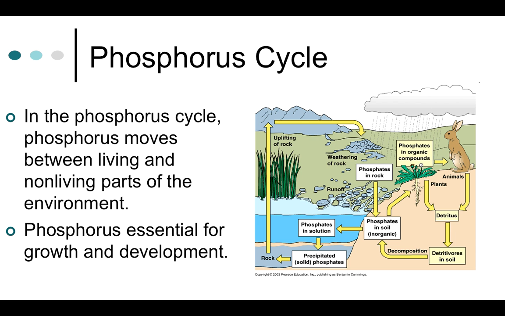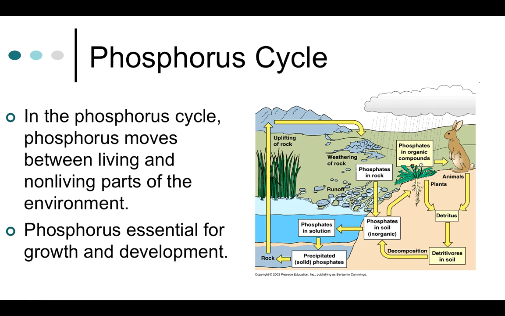The phosphorus cycle. In the phosphorus cycle, phosphorus moves between living and non-living parts of the environment. Phosphorus is another element like nitrogen and carbon that is essential for growth and development in living things. So phosphates, water, rain in our water cycle, weathers rock, and phosphates in rock run off and some of them are fixed into solutions. So this solution is water, phosphates in water, and phosphates in soil.